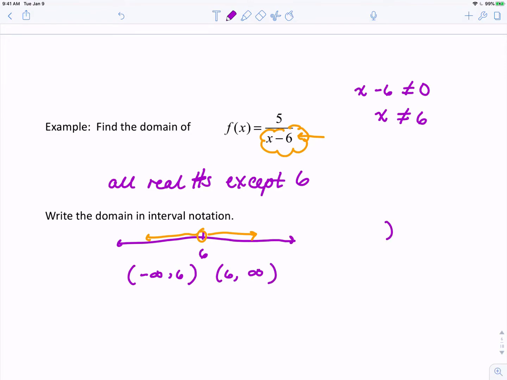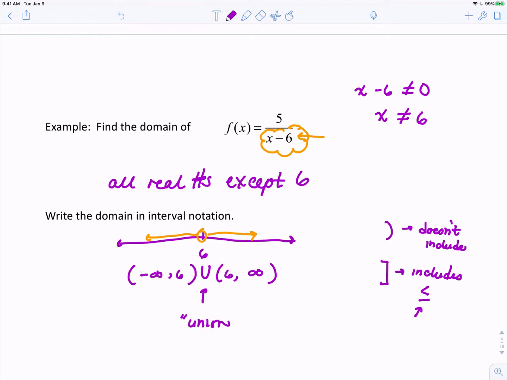So a parenthesis doesn't include the number, and a bracket includes it. So we'll use the bracket if we have an equal sign, for example, in our symbol. Here we're not including 6, and so I've used parentheses in both places. And to show that the domain is these two pieces put together, we put this symbol in between them, and it's called a union symbol.